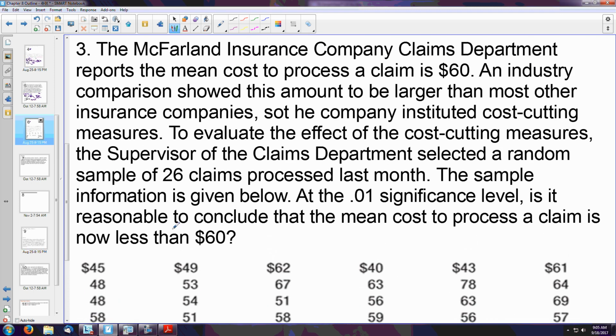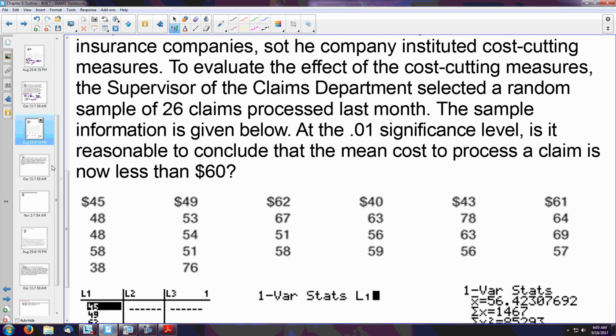The McFarland Insurance Company Claims Department reports that the mean cost to process a claim is $60. An industry comparison shows this amount to be larger than most other insurance companies, so the company instituted cost-cutting measures. To evaluate the effect of these cost-cutting measures, the supervisor of the claims department selected a random sample of 26 claims processed last month. The sample information is given below. At the 0.01 significance level, is it reasonable to conclude that the mean cost to process a claim is now less than $60?